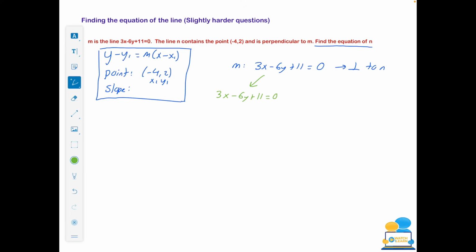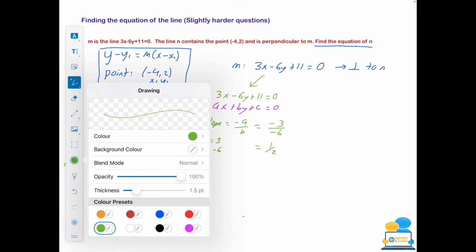So you have 3x minus 6y plus 11 is equal to 0. That's in the form ax plus by plus c is equal to 0. So for this method, when it's laid out like this, slope is equal to minus a all over b. Here a is the number in front of x, so a is equal to 3. b is the number in front of y, so b is equal to minus 6. So when I fill that in, slope is equal to minus 3 all over minus 6, which is equal to a half. That's method 1.